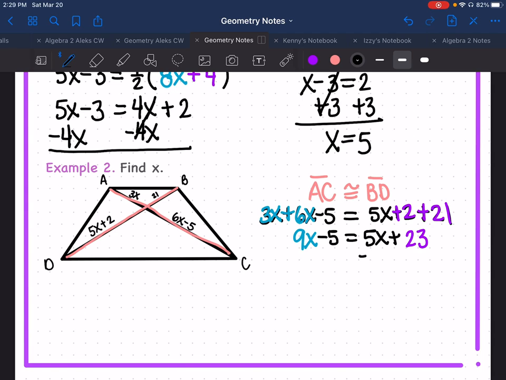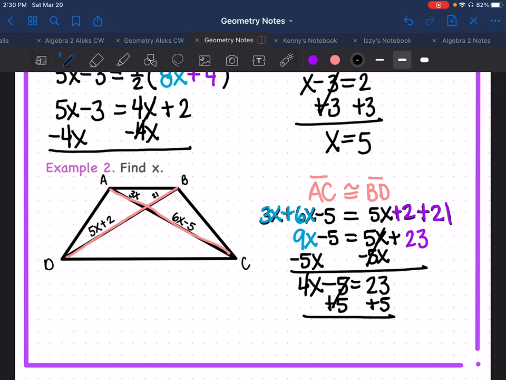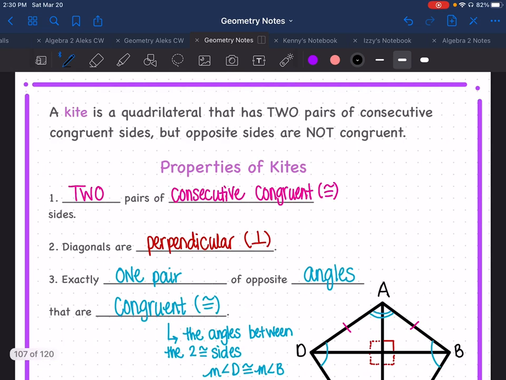I'm going to go ahead and subtract the 5x because it is smaller, and I like to keep everything positive. Add my 5, which gives me 28. I'm going to divide by 4. x equals 7. Could I go back and plug it in? Yes, I could. All right, the last quadrilateral that we are going to talk about is a kite.